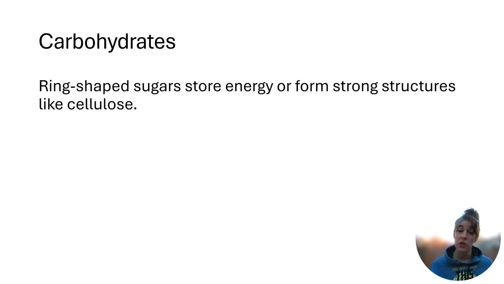Carbohydrates have ring-shaped sugars that store energy or form strong structures like cellulose. So similar to proteins, carbohydrates are going to do more than just one thing. They have the same shape idea, but their different shapes will dictate what they can do. So those ring-shaped sugars are going to echo the same shape as our strong structures, especially in plant cell walls, that cellulose.